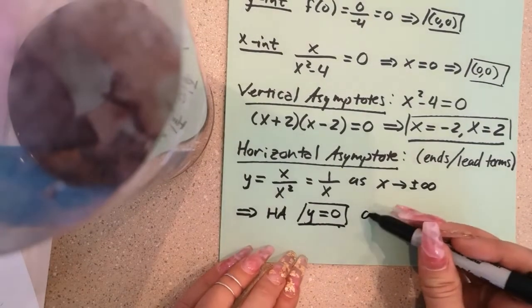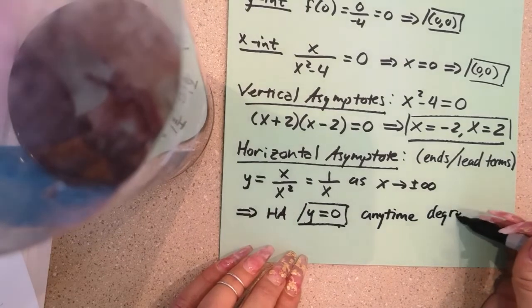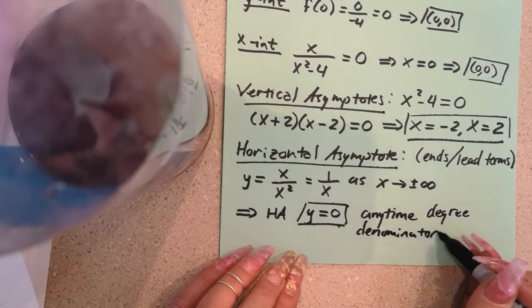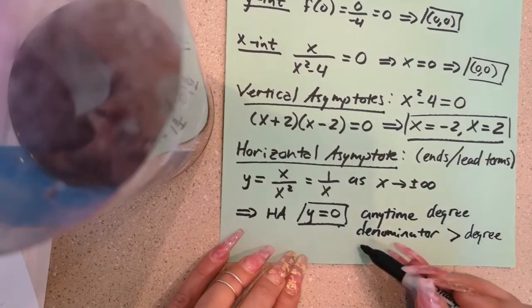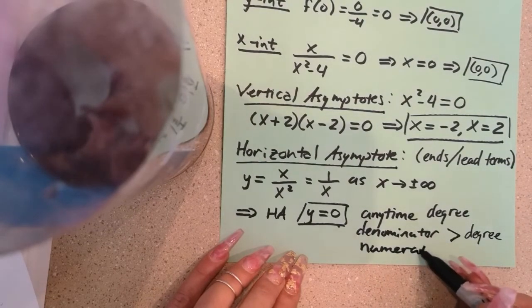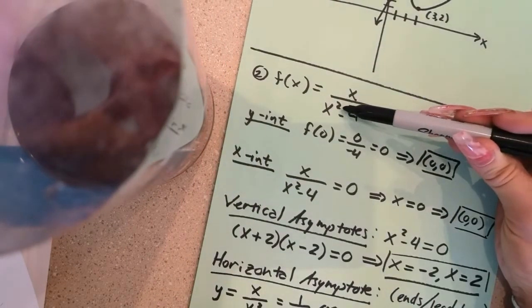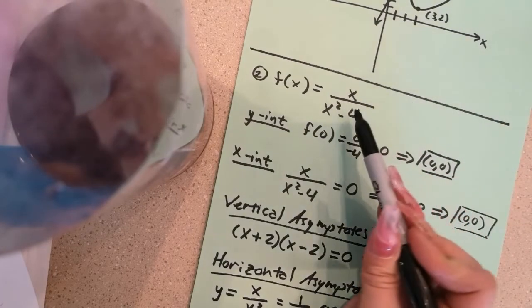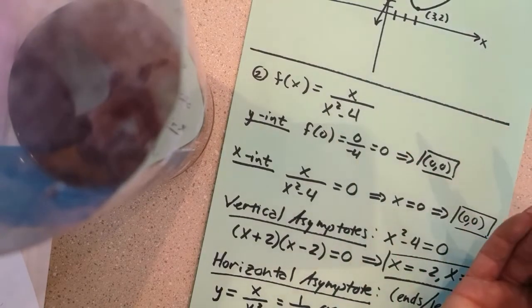And in fact, this would be the case anytime the degree of the denominator is more than the degree of the numerator. In other words, look back at the fraction here. You see how the degree of the bottom is 2, the degree of the top is 1, so the degree of the bottom is higher. Therefore, I know immediately the horizontal asymptote will be 0. That's because the bottom of this fraction is going to be a lot bigger than the top for large values of x.